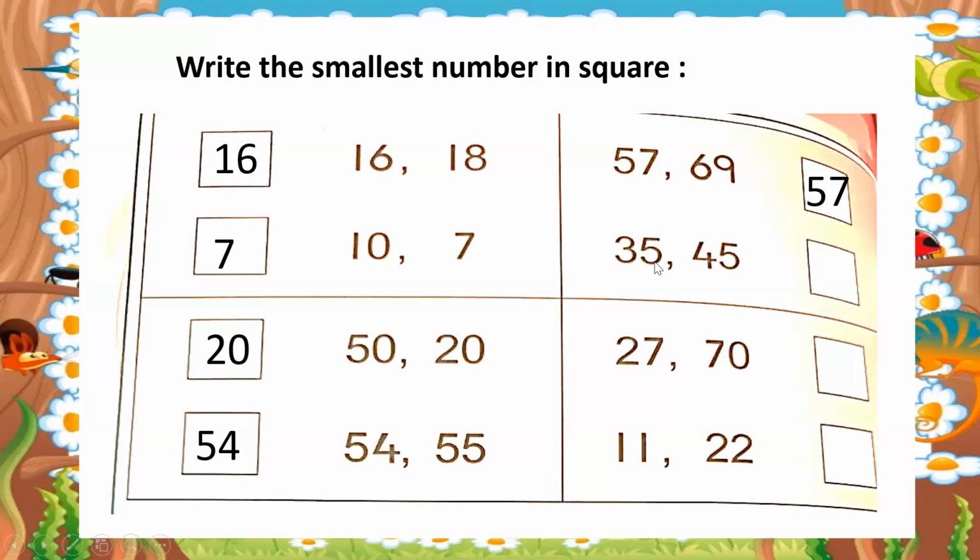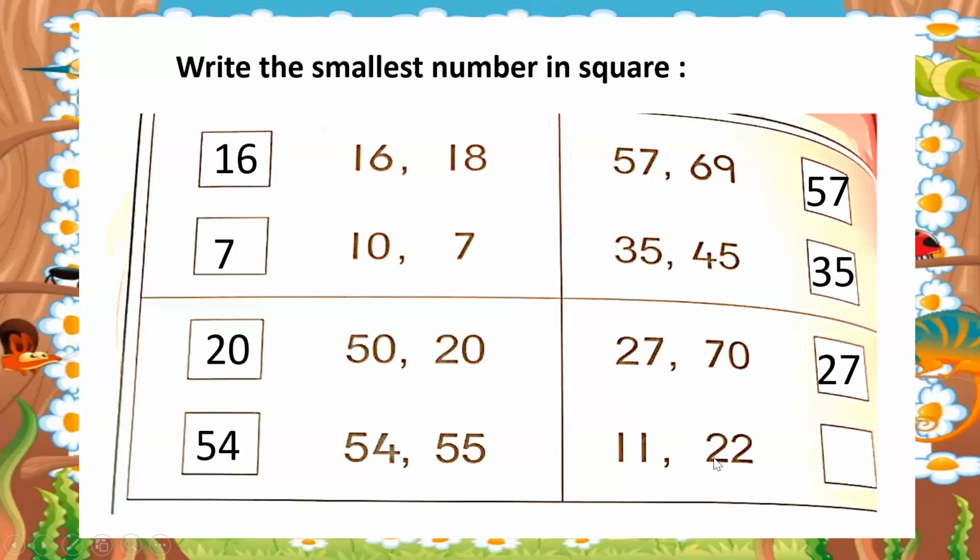Now 35, 45. Look at the tens. 40 and 30. Now 3 is small. So we would consider 35 as the small one. And here, now 70 and 27, look at the tens. 7 and 2. 2 is way smaller than 7. So we are going to consider 27 as the smallest, while 70 is the biggest.